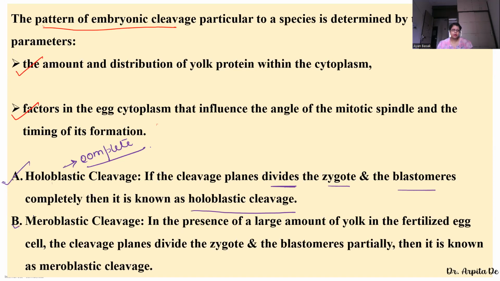Then what is meroblastic cleavage? Take a note: in the presence of a large amount of yolk in the fertilized egg or egg cell, the cleavage planes divide the zygote and blastomeres partially. The division is not complete. It is known as meroblastic cleavage. Clear?